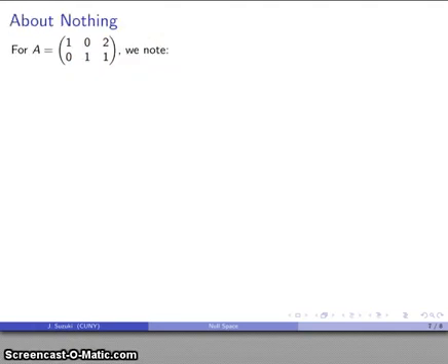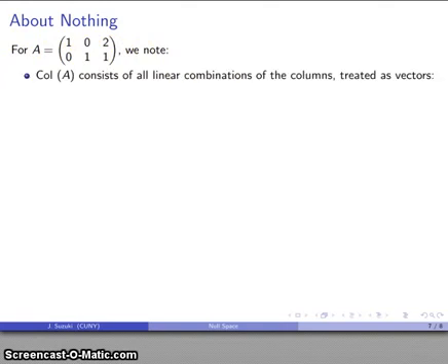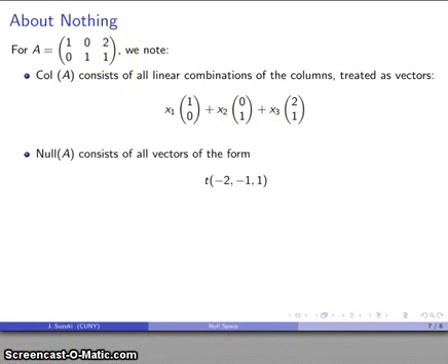Now there are a few things to notice about that null space. For A being our matrix once again, col A, the vector space spanned by the columns of A, consists of all linear combinations of the columns when we treat those columns as vectors. So those linear combinations are going to look like x1 times (1, 0), x2 times (0, 1), x3 times (2, 1). On the other hand, as we found, null A consists of all vectors of the form t times (minus 2, minus 1, 1), the scalar multiples of that single vector.